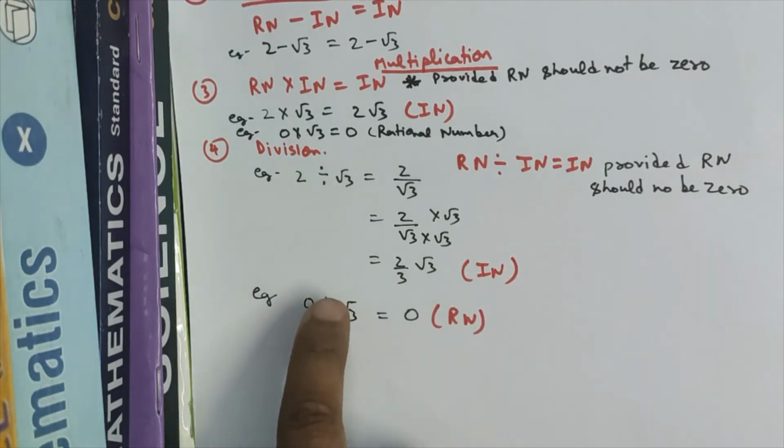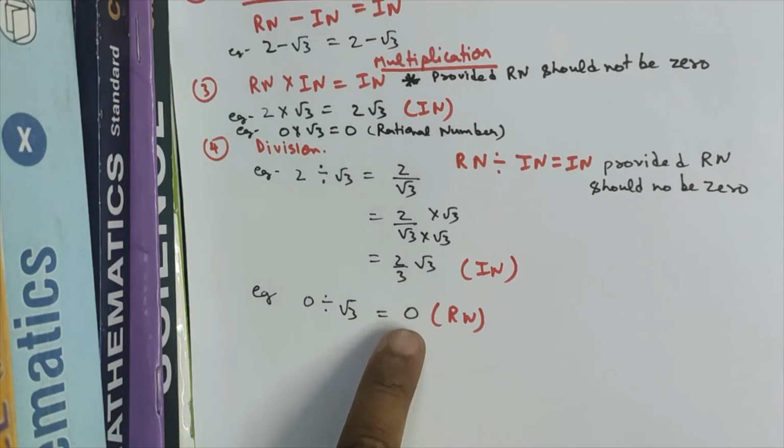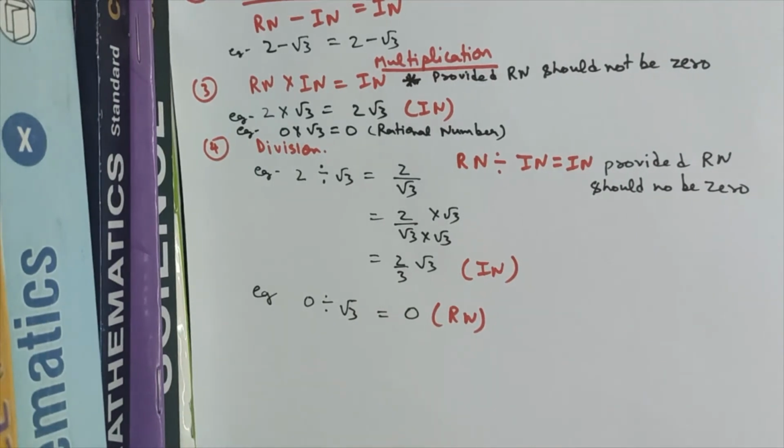Similarly, if the rational number is 0, then 0 divided by an irrational number will be equal to 0. 0 divided by any number is 0, so it is a rational number. So I hope the topic is clear now.